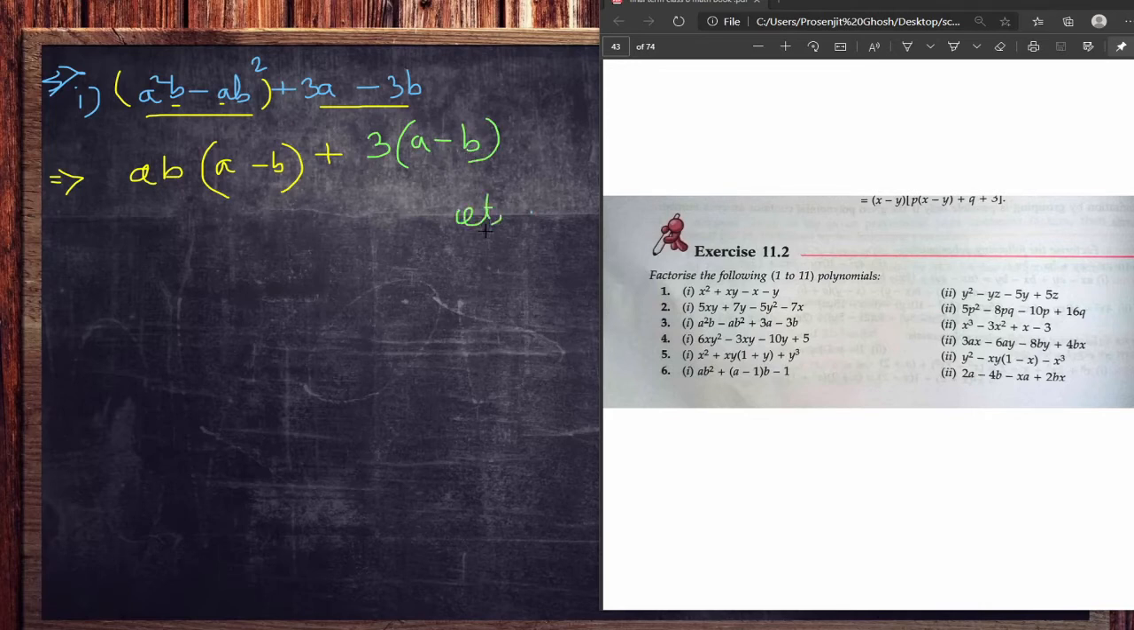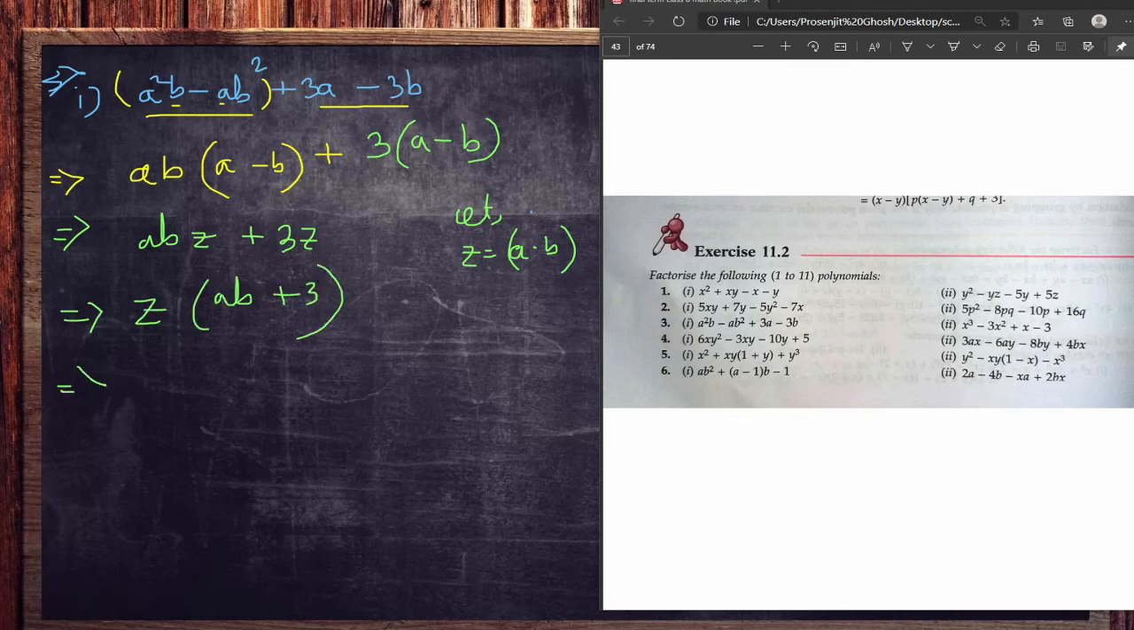Now those who find that let z part is quite easy, you can do it like that. Let z equal a minus b, then it will be abz plus 3z. Take out the z as common factor and you get ab plus 3. Finally, if you put the value of z, don't forget to put the value of z in the last answer, otherwise that will be completely invalid. So this is your final answer.